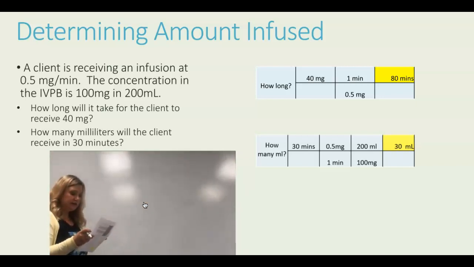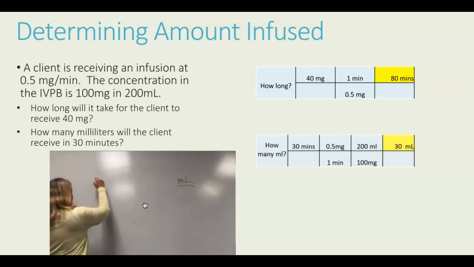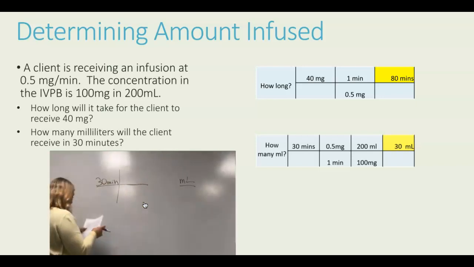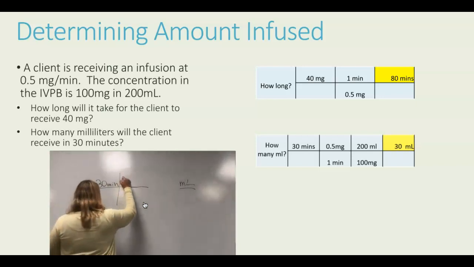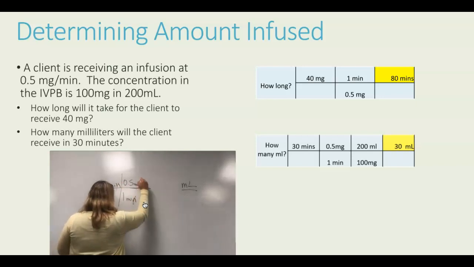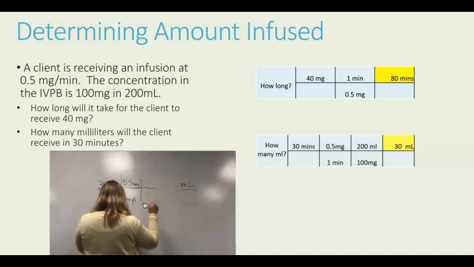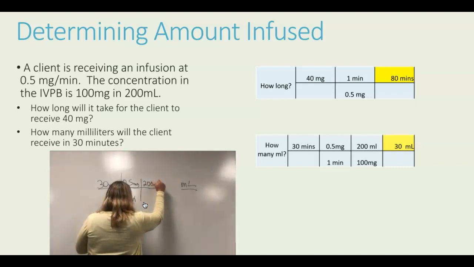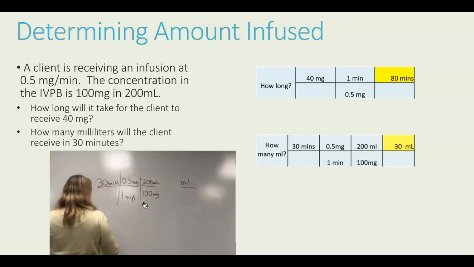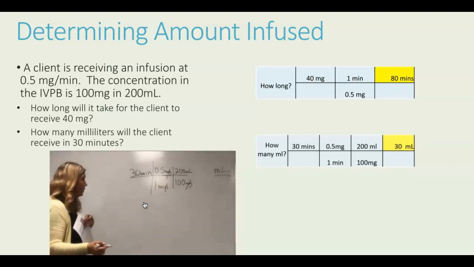All right, and then part 2 says how many milliliters will this client receive in 30 minutes? So again, it's asking us to solve for milliliters by itself, okay? So in 30 minutes, how much volume is he or she getting in 30 minutes? And how fast is it going? It's going 0.5 milligrams in 1 minute, and that will get rid of my minutes. And how much volume per milligrams is it? We've got 200 milliliters, that's our concentration, and 100 milligrams, all right? So that will get rid of my milligrams, and I'm left with mils by itself, which is what I'm solving for, so I know I built my problem correctly.